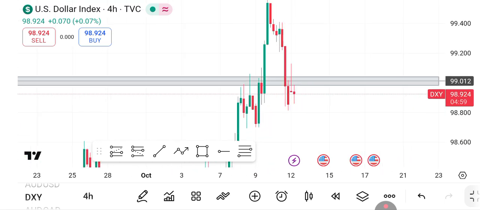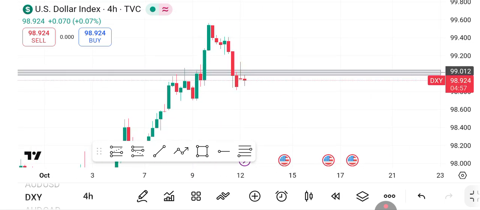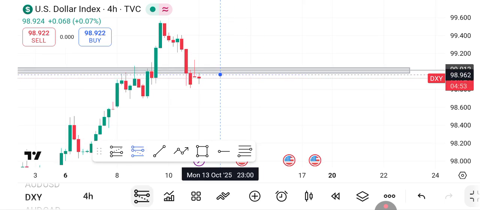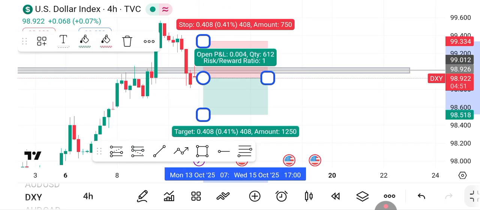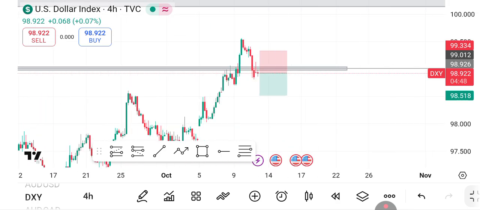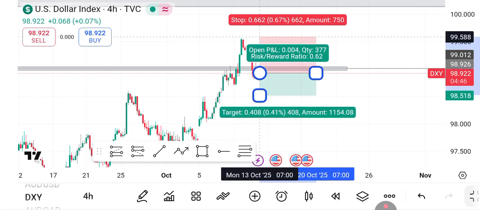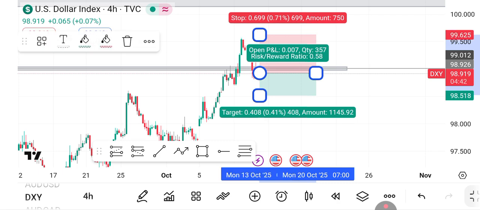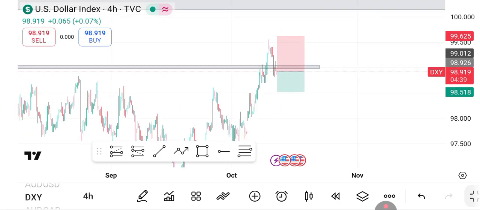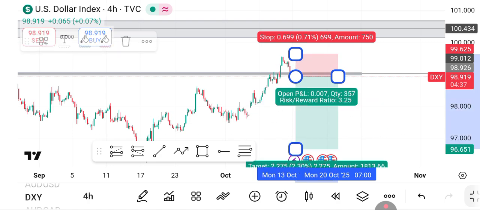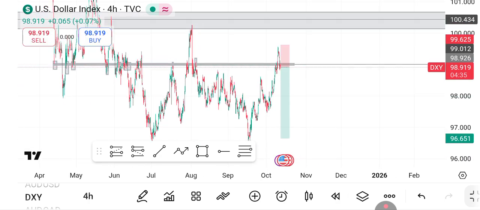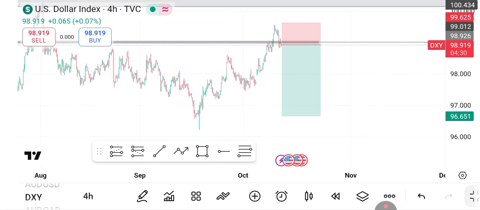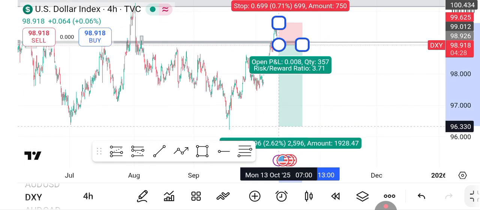So what is my next prediction on the US dollar index? I personally right now will sell the US dollar index, and then from there put my stop loss just above this 99.625 zone, and then go all the way down with the US dollar index. I'm swinging this trade right now.